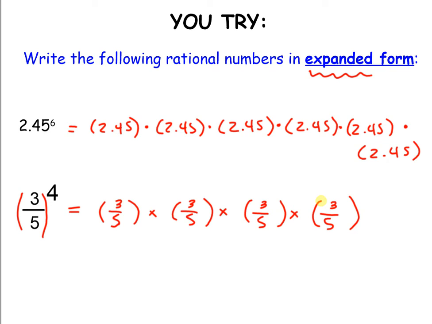Alright, so your answer should look a little bit something like mine. Up here I have 2.45 to the 6th power. You'll notice that I used dots instead of the traditional multiplication sign. If you recall from earlier in the year, that's another way to show multiplication. I put them in parentheses just so that they were easier to count up when I was reviewing my answer, but you do not have to put them in parentheses. Over here, I have 3/5 to the 4th power, so I expanded it out 4 times. It is a good habit to write your fractions in parentheses, and I just used the traditional multiplication sign here.